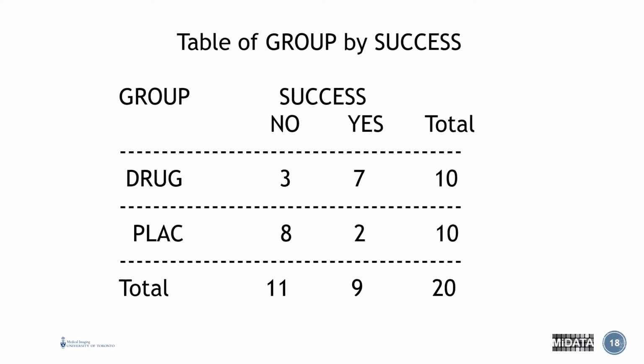Just as a reminder, once again, because this is an important concept, we have our 2x2 table here. We have a drug in the first row, placebo in the second row, and our totals in the third row.